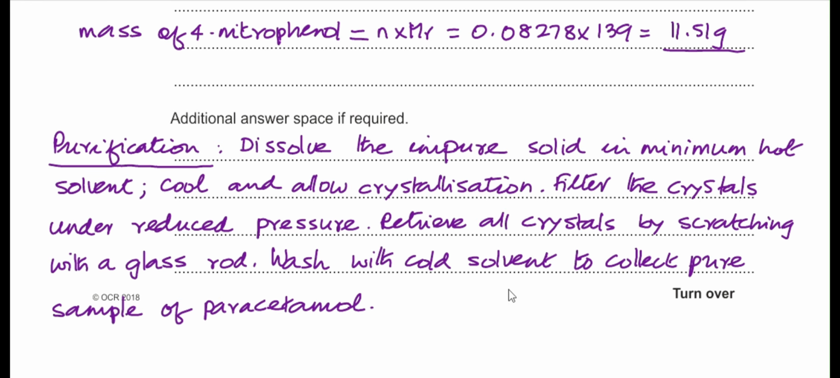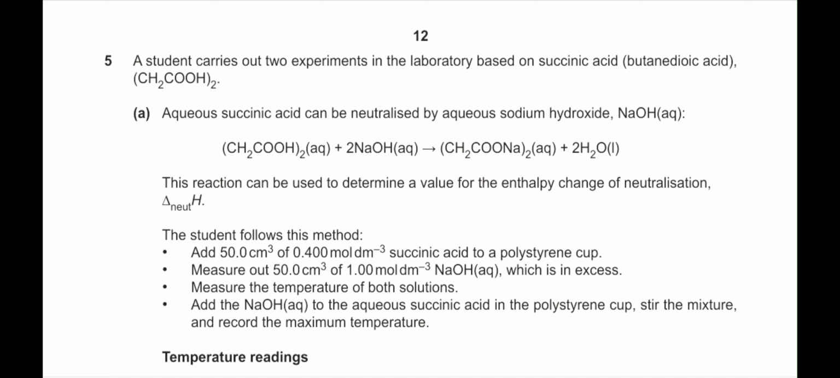So this completes the description. Question 5. A student carries out 2 experiments in the lab based on succinic acid, that is butane dioic acid, (CH2COOH)2. Aqueous succinic acid can be neutralized by aqueous sodium hydroxide, NaOH, as per the equation (CH2COOH)2 + 2 NaOH gives (CH2COONa)2 + 2H2O.